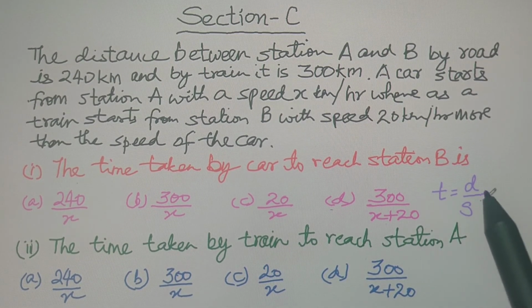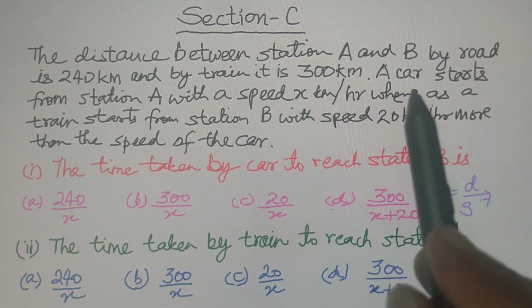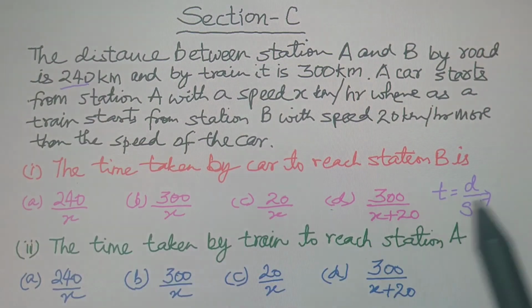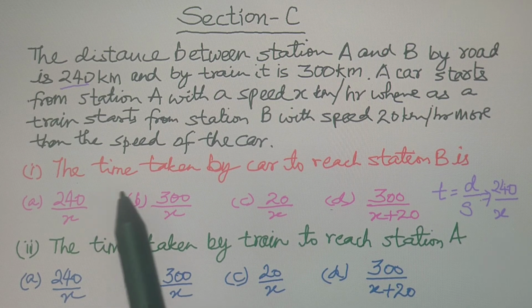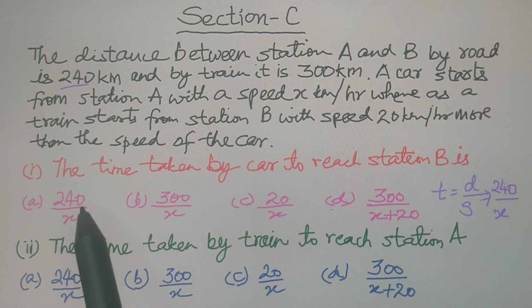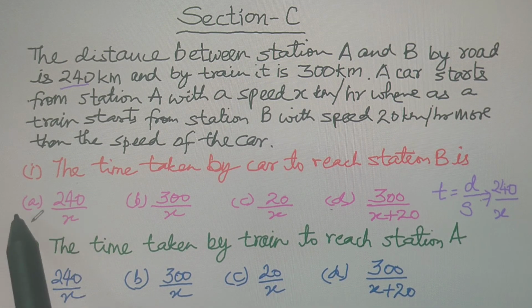Now the distance traveled by the car is 240 kilometers. So 240 upon the speed, which is x kilometer per hour. So the time taken by the car is going to be 240 upon x hours. So option A is the right answer.